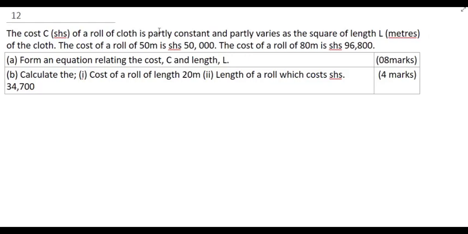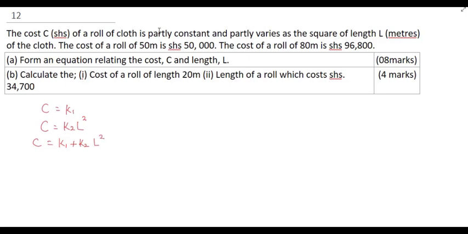The cost of a roll of cloth is partly constant. Now, since it says it's partly constant, we're going to say that the cost, which is C, is equal to K1. Now, it says the cost also partly varies as the square of length L. That's C partly varies as the square of the length. So we're going to call this K2. So from here, you can see that C is equal to this and C is also equal to this. So we're going to do C will be what? K1 plus K2 L squared.